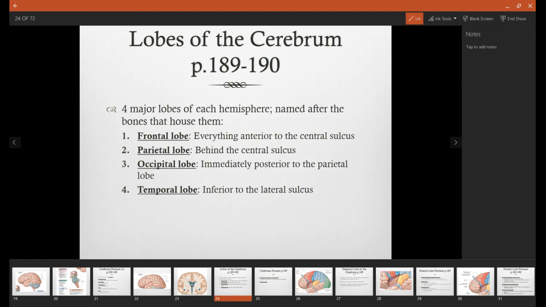Now, each hemisphere is going to have four major lobes. They're just named after the bones that are going to be surrounding them. So the frontal lobe is going to be everything in front of something called the central sulcus, which we'll get to here in a moment. Behind the central sulcus is something called the parietal lobe. Behind the parietal lobe, even more posterior, at the very back of the cerebrum is something called the occipital lobe. And then the temporal lobe is on the lateral sides of the brain.